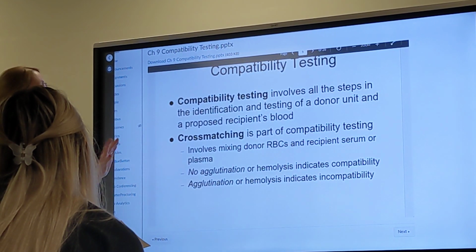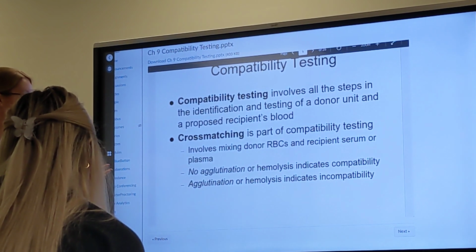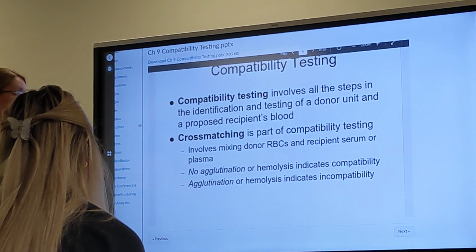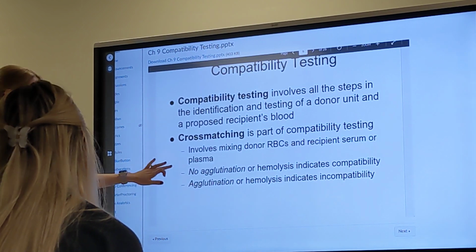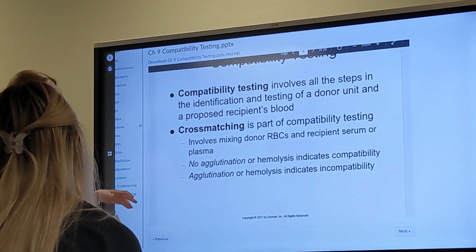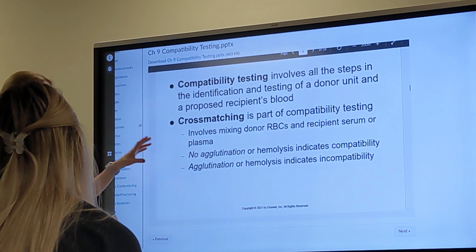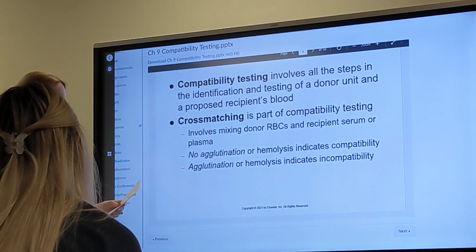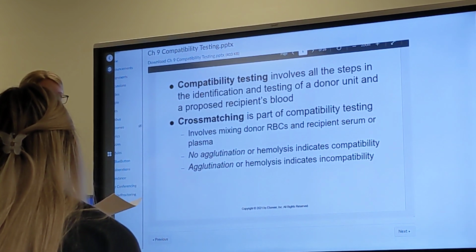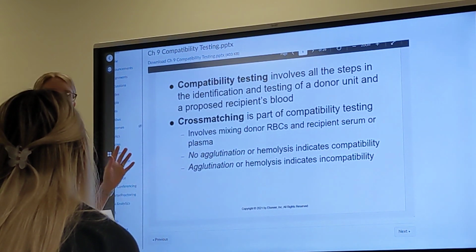Anyway, compatibility testing involves all the steps in the identification and testing of a donor unit and the recipient's blood. Cross-matching is part of the compatibility testing and involves mixing the donor red cells with the patient's serum or plasma.